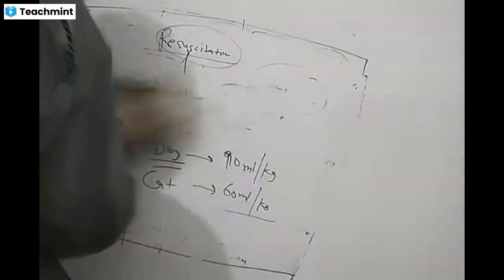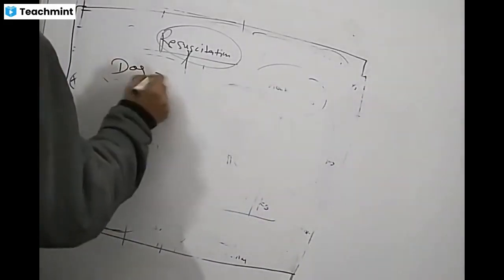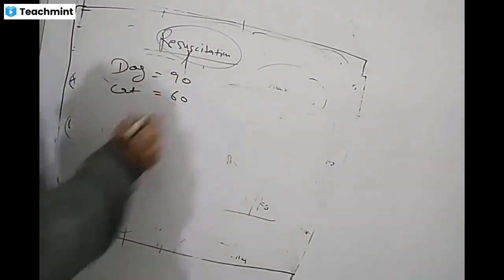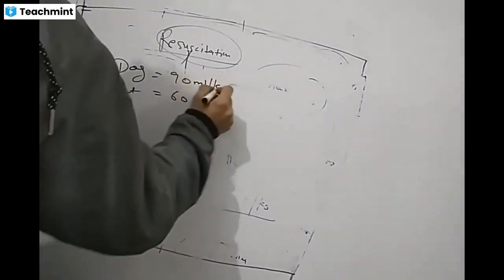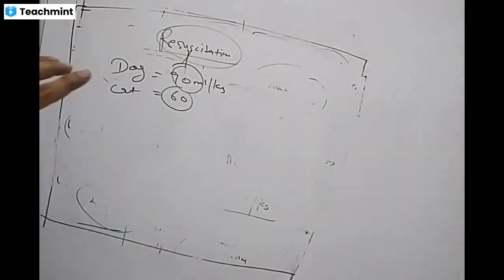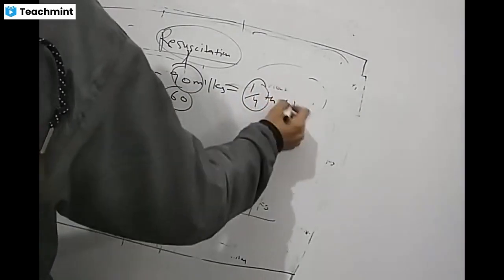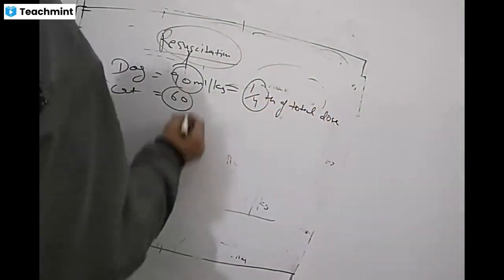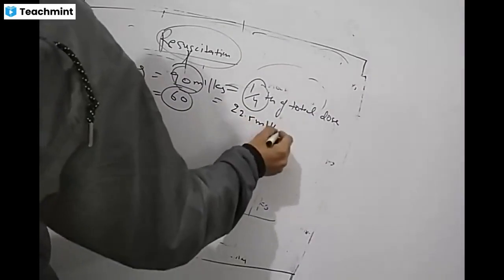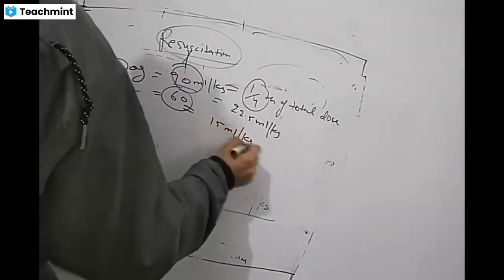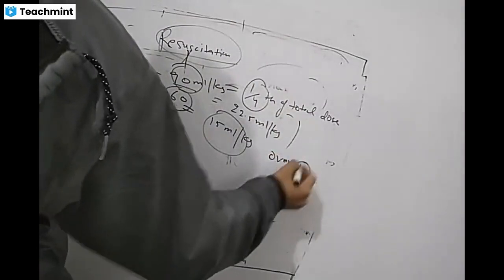The question is how to give this bolus. If I say for dog 90, for cat it is 60, do not give the whole total dose at once. What you do, you give 1/4 of the total dose. What is the 1/4 of 90 ml? That is 22.5 ml per kg, and for 60 it is 15 ml per kg. So first you give 1/4 of the total dose over 15 minutes.